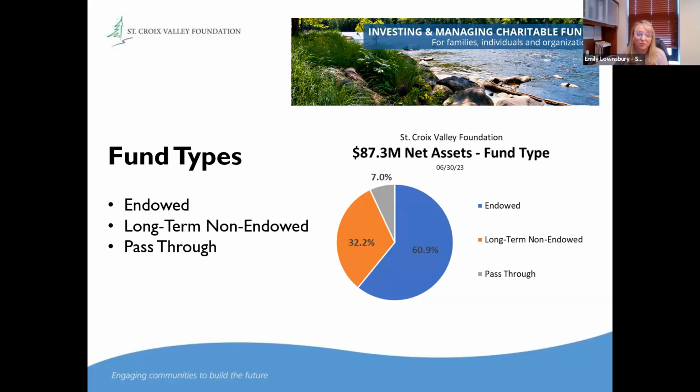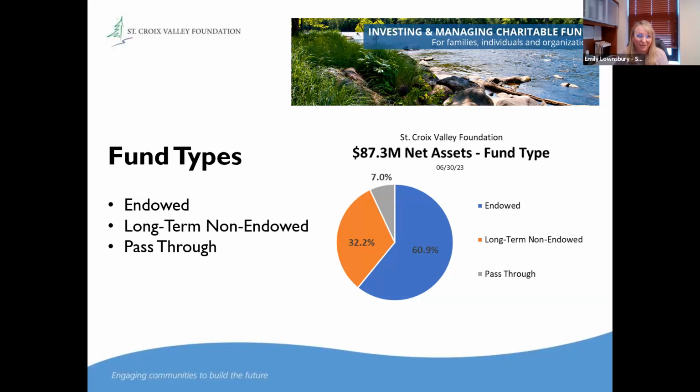So a couple important things to note is that when we're talking about funds, those are component funds of the St. Croix Valley Foundation. So these are assets of the St. Croix Valley Foundation. Once the donor gifts the money to the St. Croix Valley Foundation, it is St. Croix Valley Foundation assets. The donors are advisors to their funds. They can recommend where grants go, but SCVF owns those assets.